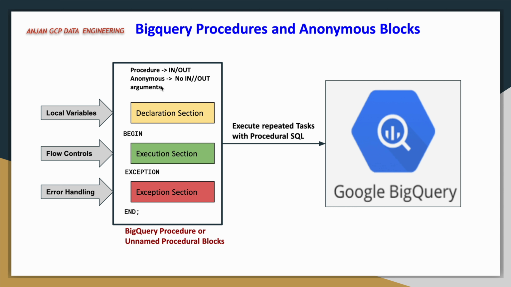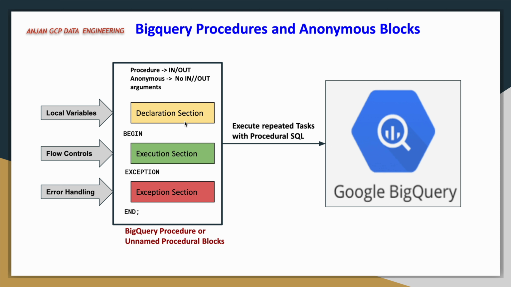Then what is the anonymous block? Anonymous, the name itself clearly explains, it doesn't have any name. You are not exactly storing this particular object in BigQuery itself. It doesn't have any input and output parameters. You have to explicitly declare its local variables, define the respective data type, and make use of those variables. This is the difference. So now you are clear.